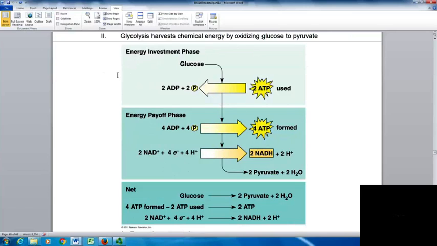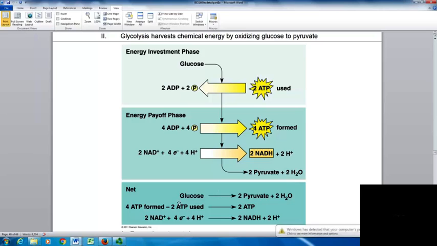There are two phases to it. You've got an energy investment phase where you're going to have glucose, and you're going to put the energy from 2 ATP into the reactions. Then the energy payoff phase, where you're going to get the energy from 4 ATP back out of the reactions. You're also going to transfer some electrons, and gain 2 NADHs. And your glucose in this process has been split into 2 pyruvates and 2 waters.